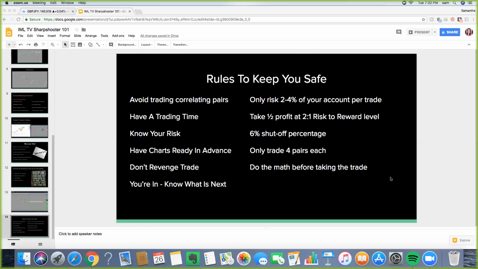The next rule is to take half of our profit once our trade reaches 2 to 1 risk to reward levels.